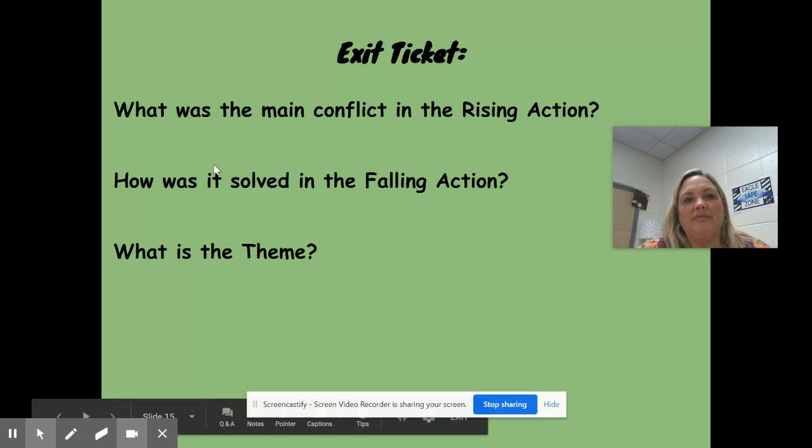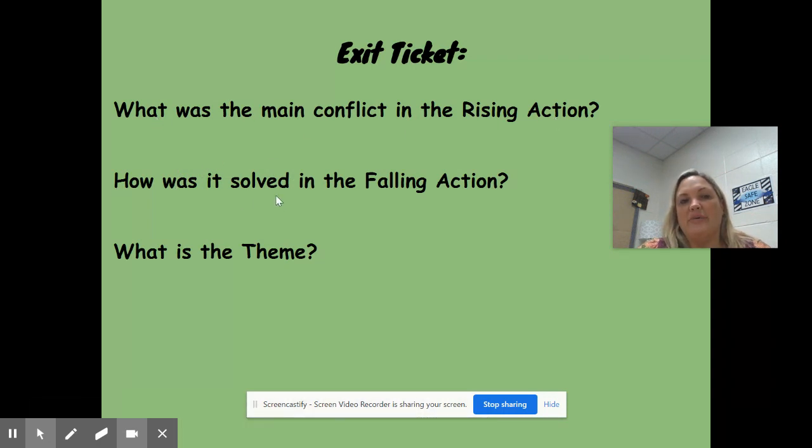So after the movie, I want you to think about the main conflict in the rising action. How was it solved in the falling action, and what is the theme? Okay, the theme is the lesson learned. How does this video make you a better person? If you can answer that question, that's your theme. Okay, what's the lesson learned from the video? What did you learn from the video? How did watching the video make you a better person?